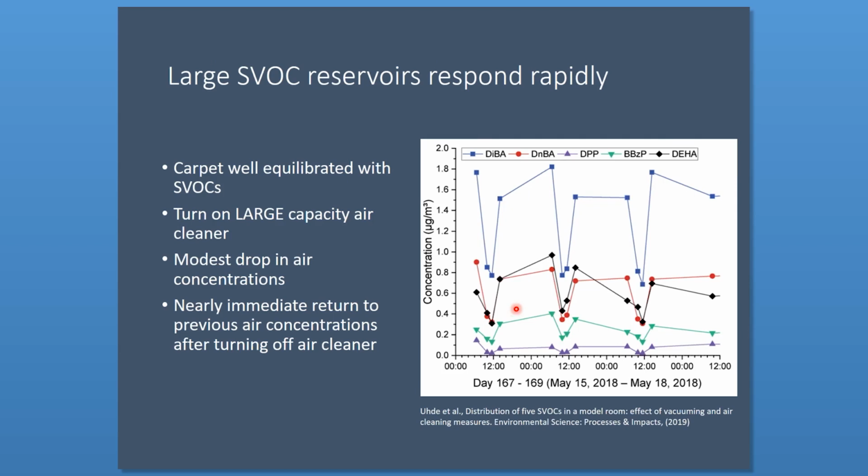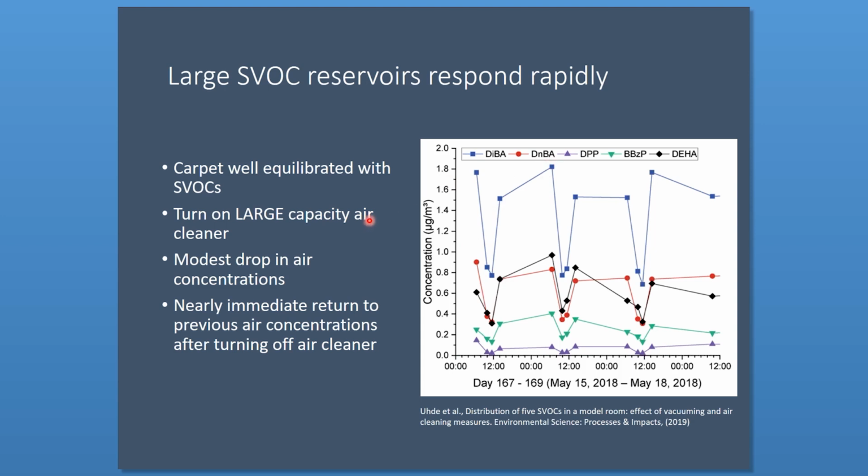So here's one actual example from an experiment that was done in Germany, again, the Fraunhofer Institute, WKI. They basically allowed carpet to equilibrate with a bunch of different chemicals here. These are all different phthalates or similar compounds. And then they turned on a really massive air cleaner in the room, and the concentration of these chemicals dropped down when they did that, but not as much as you would expect from having such a big air cleaner running. Then they turned it off, and almost immediately the concentration of these chemicals rebounded, and it really didn't have any long-term effect having this air cleaner on.